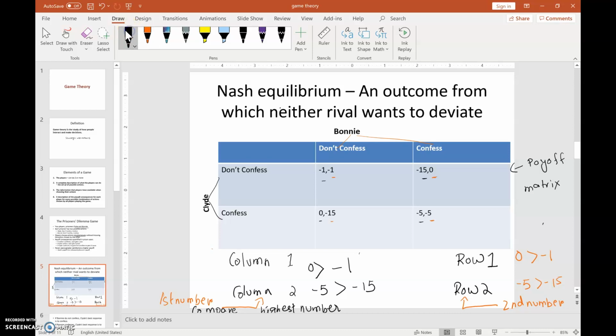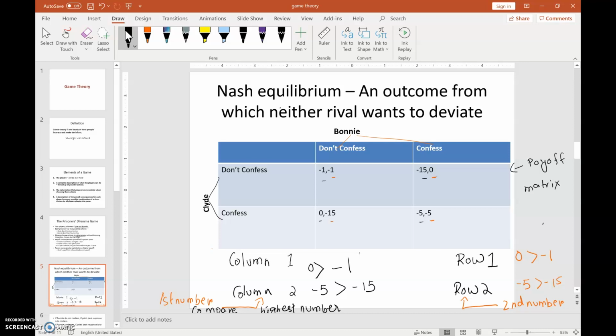Now to solve this game, I'm going to take a column and a row approach. I will choose the first number in each of these boxes for each column, compare and choose the highest number. As an example, if I look at column 1, which says not confess by Bonnie, Clyde has a choice between -1 and 0. Because 0 is greater than -1, Clyde chooses to confess committing the crime.